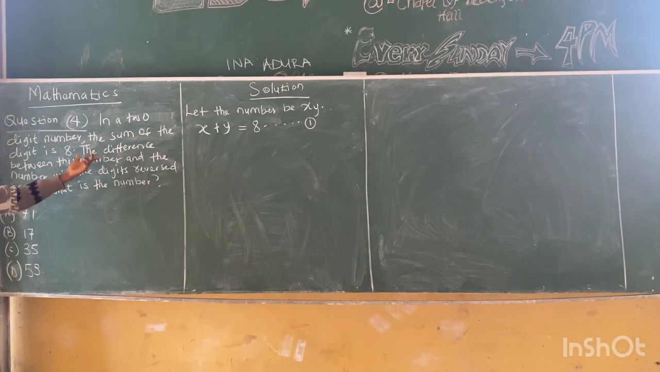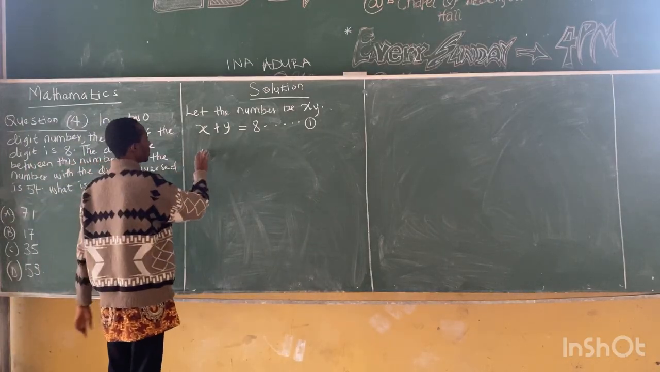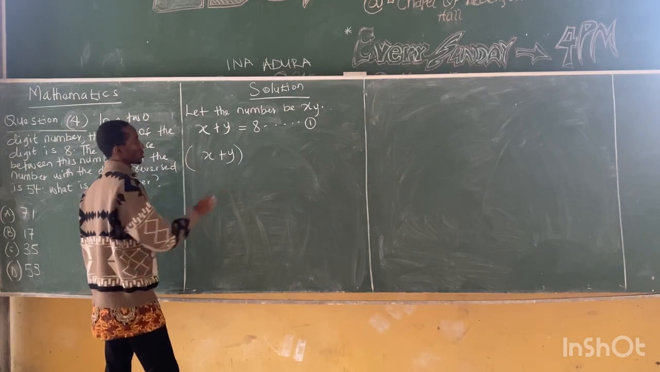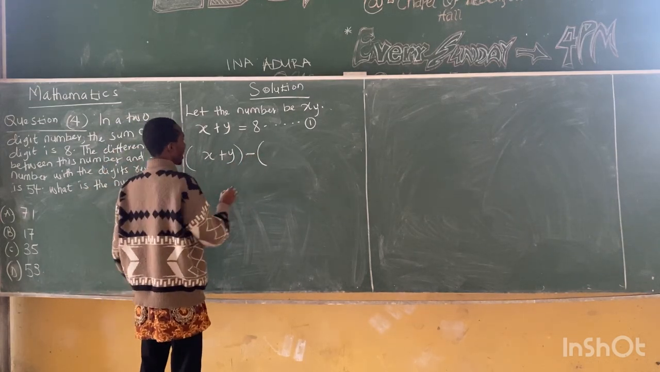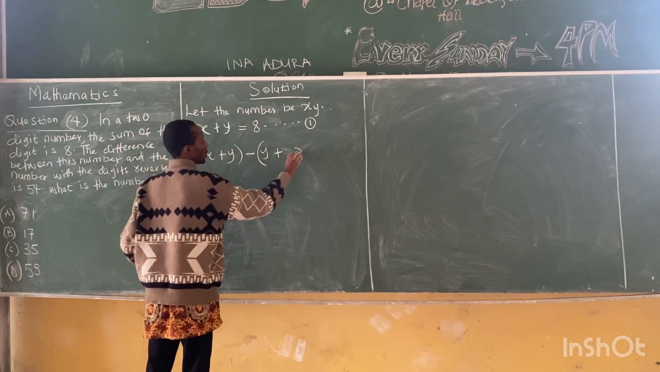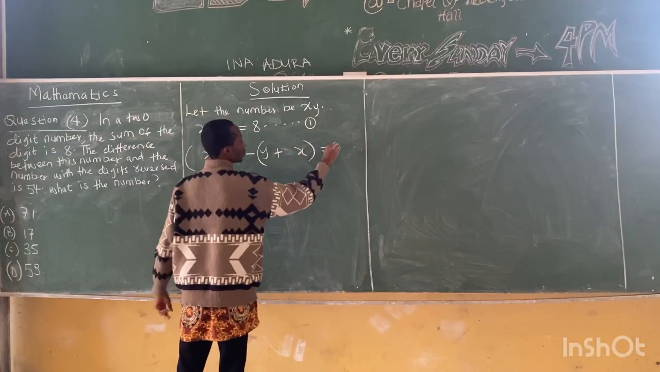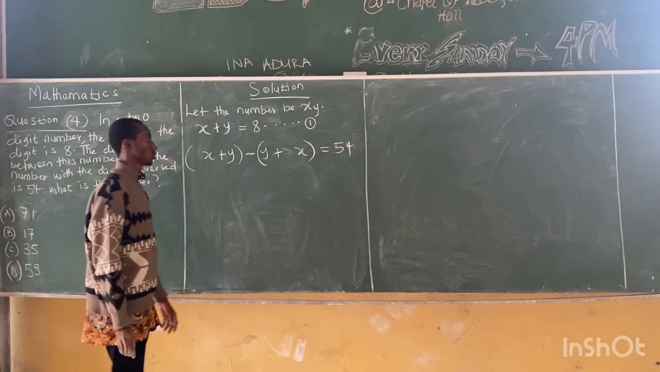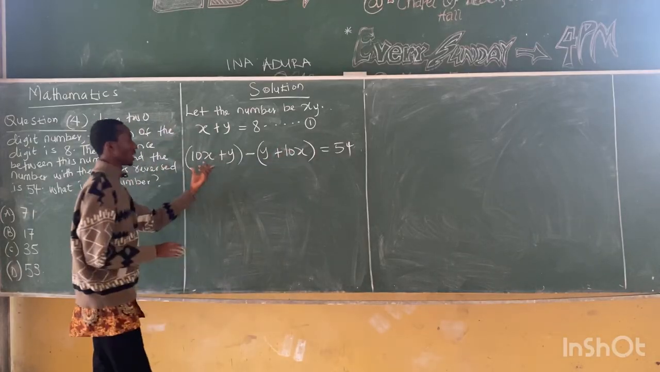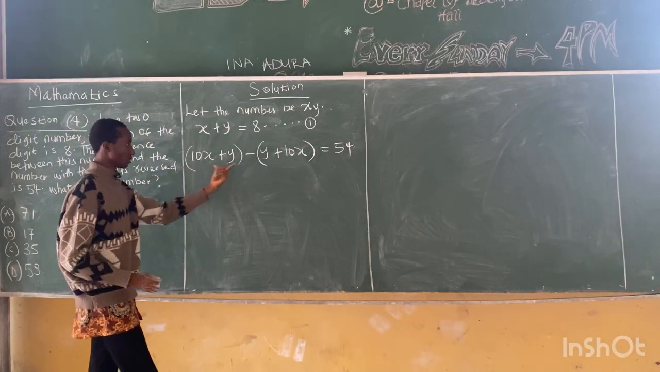This part of the question says the difference between this number and the number with the digits reversed is 54. This number, which is what? 10x plus y. The difference, minus the reverse, which is what? 10y plus x is equal to 54. Let's assume the number is 10x plus y. We have the reverse of this to be what? We have the reverse to be this.